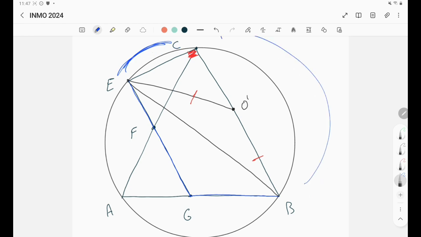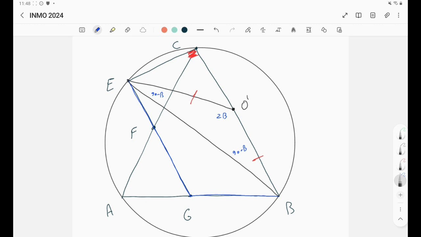This thing is A. Then that means this thing here is just 90 minus A or 90 minus B, the same. So 90 minus B. Of course, that means this thing here is 90 minus B, and hence this thing here is 2B. Very good. So that means we've got one angle for the circumcenter. E O prime B is actually 2B, 2 times B.